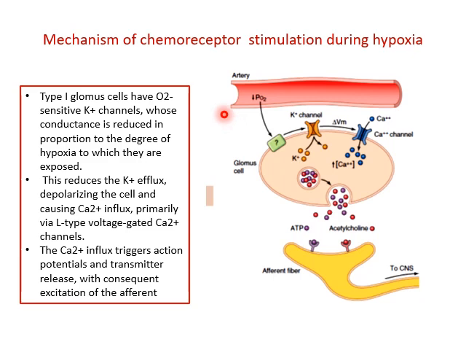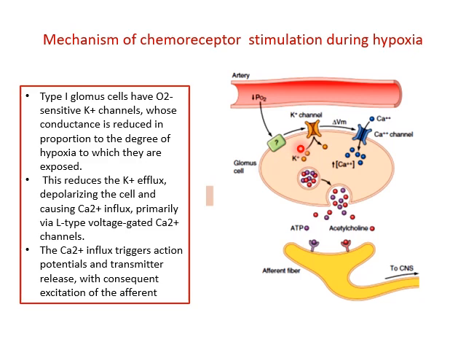Now, that's the mechanism by which hypoxia stimulates these chemoreceptors in the carotid bodies and the aortic bodies. If you have hypoxia here, particularly when the partial pressure goes below 70, or between 60 and 50, these are the channels here. The O2-sensitive channel will lead to the closure of the potassium channels. And as a result of this, there will be depolarization of these cells.